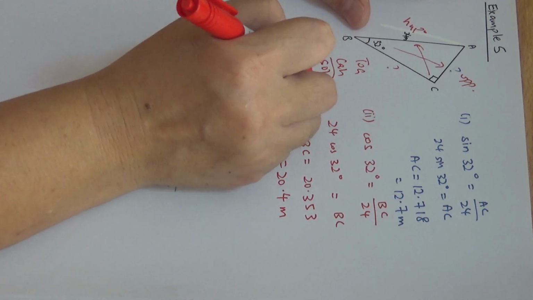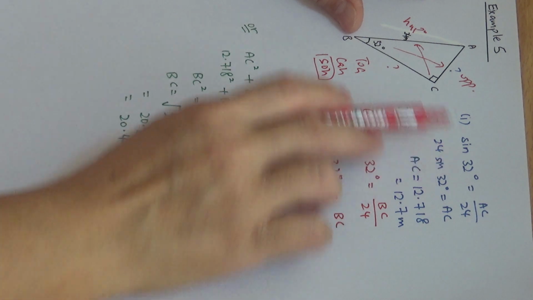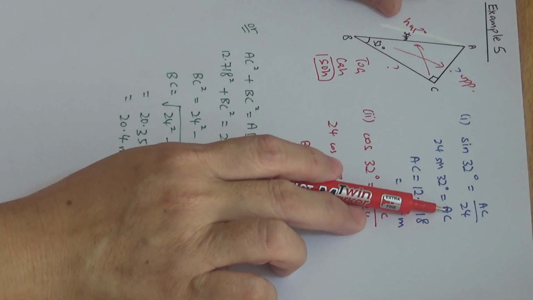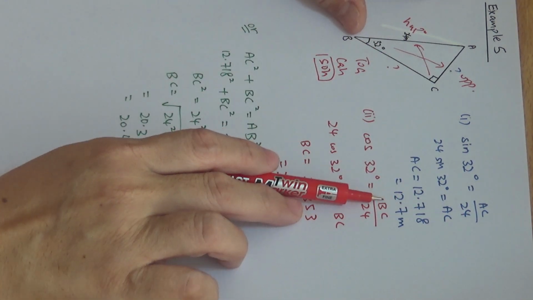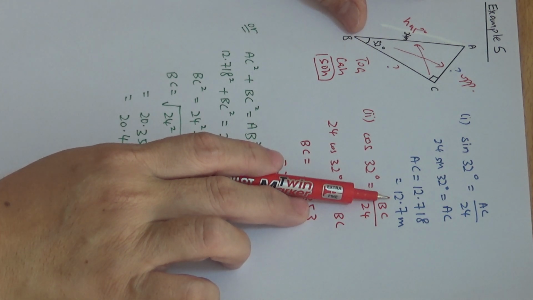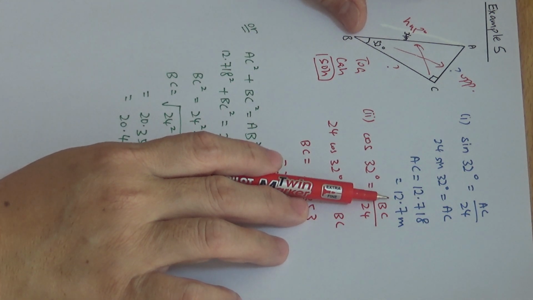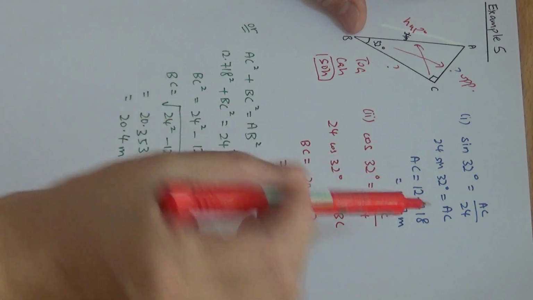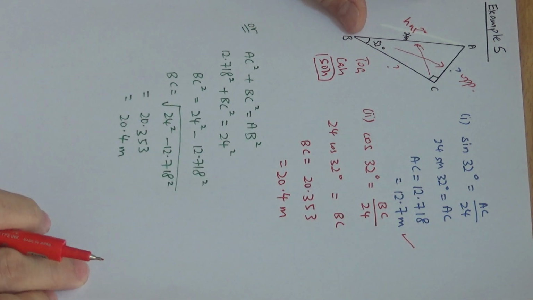I will use sine. So sine 32 is AC over 24. You can find out AC by doing the appropriate steps. So AC is 12.7 meters.